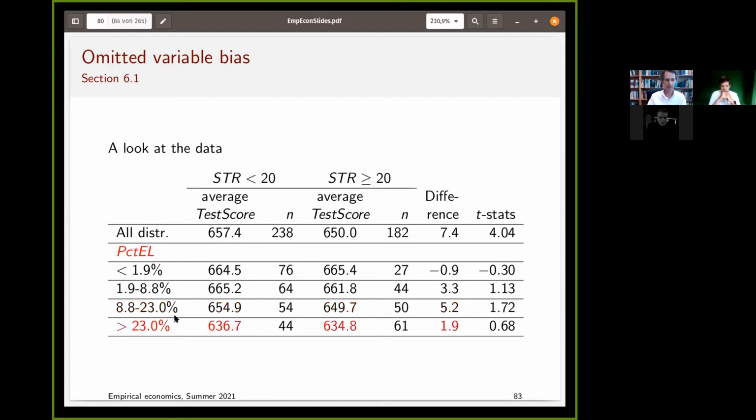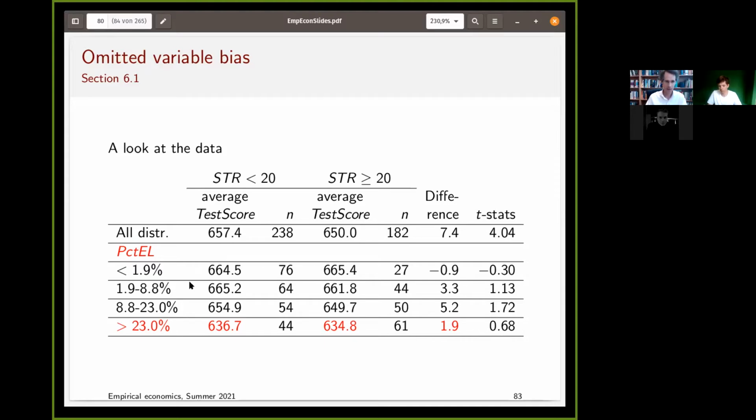And if we only look at those districts where the percentage of English learners is very large, almost more than a quarter, then we can see that the difference between small classes and large classes, again, almost vanishes. So it's 636 against 634. So only roughly 2 points difference between small and large classes if we only focus on those districts where many students are foreign language students. And again, it's not significant.